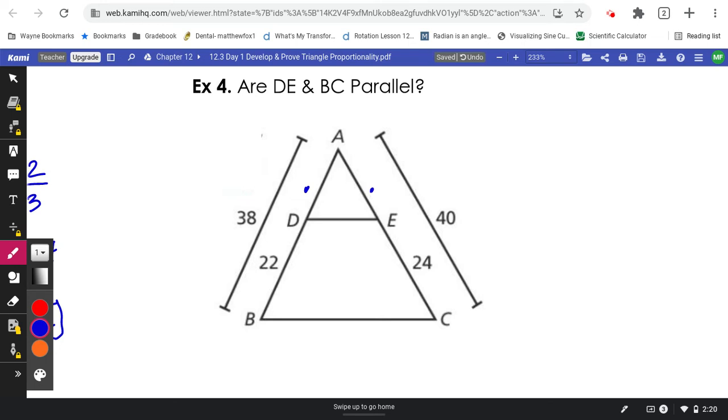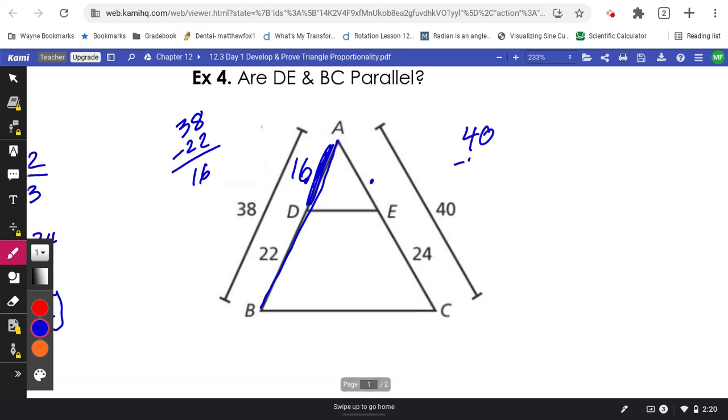We know that AB is 38. That whole thing's 38. So if this whole thing is 38, then I know that this chunk is just 38 minus the 22, 16. So that goes right here. Now the other side will be 40 minus 24. We get 16 right there. So let's set it up and see if it's true. So 16 over 22, does that equal 16 over 24?